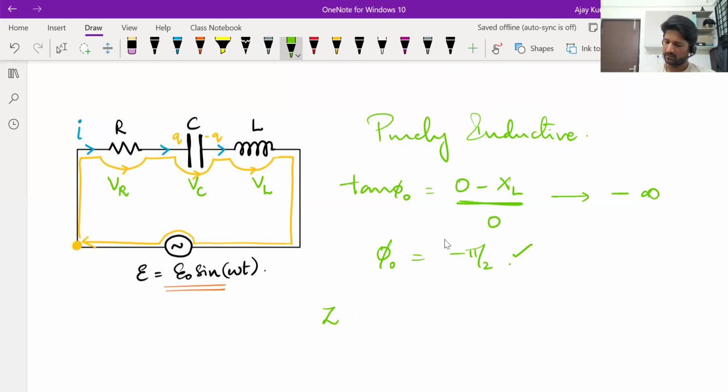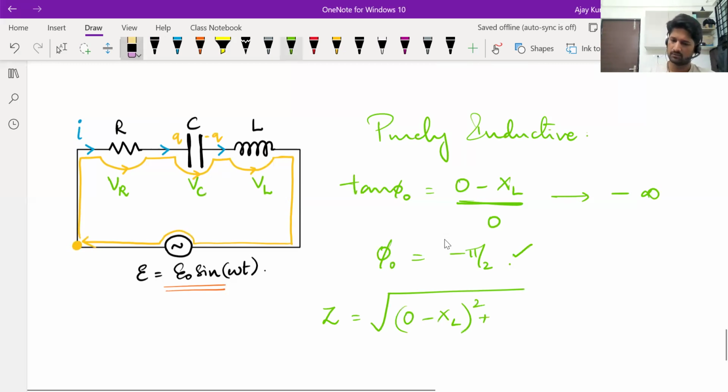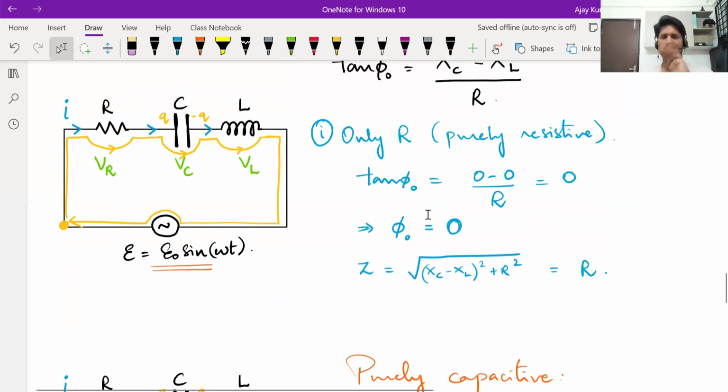And impedance effectively will be under root XC minus XL whole square plus R square. R is 0, so it becomes XL itself. Now, even if any two of them are there and the third one is not present, the procedure will be the same. Suppose resistor and capacitor are there, inductor is not there. Take XL as 0. Simple, you'll get the current equation and all.